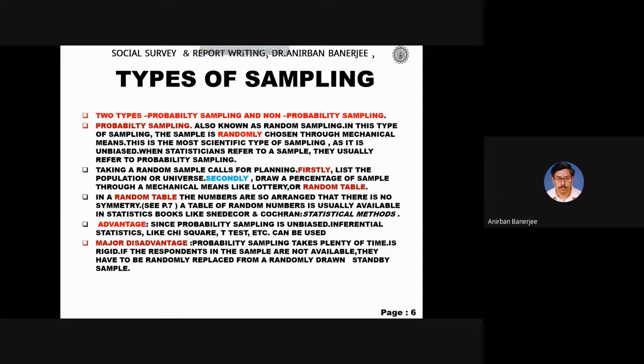The advantages of random sample. Since probability sampling is unbiased, inferential statistics like chi-square, t-test, etc. can be used. But there is a major disadvantage because probability sampling takes plenty of time. It is rigid. If the respondents in the sample are not available, they have to be randomly replaced from a randomly drawn standby sample.